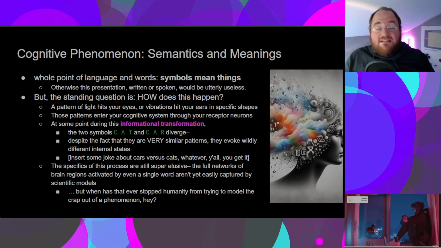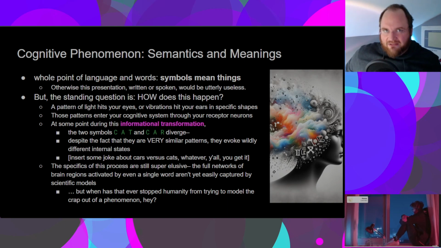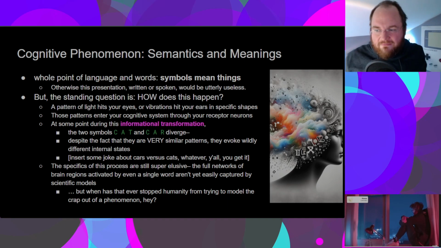The specifics of this process of how symbols in the world evoke meaning in the mind, it's elusive, right? This is not an easy problem. The full networks of brain regions activated by even a single word are not easily captured in scientific models yet. We are obviously always chipping away at these questions. Modern neuroscience does many things in this vein. But that doesn't mean that we have to stop and not try to model it, given our first impression, wind back 10, 20 years.